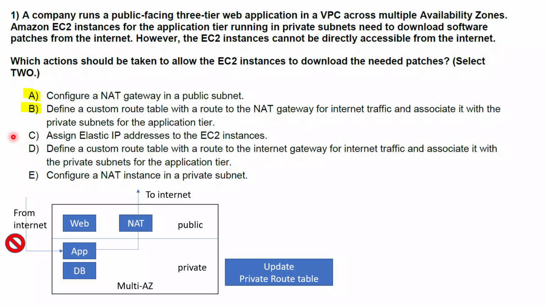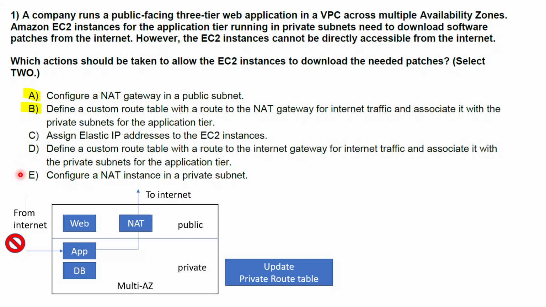The elastic IP is not required here. And choice D uses a custom route table with a route to the internet gateway attached to the private subnet. This choice is incorrect as it will change the private subnet into a public subnet, because it's now going to have a path to the internet gateway, so it will become a public subnet. In addition, this change would also allow inbound requests from the internet. So clearly this is not the way we want to do it.